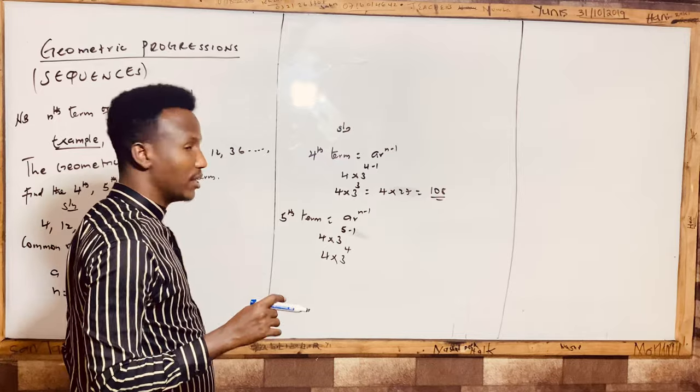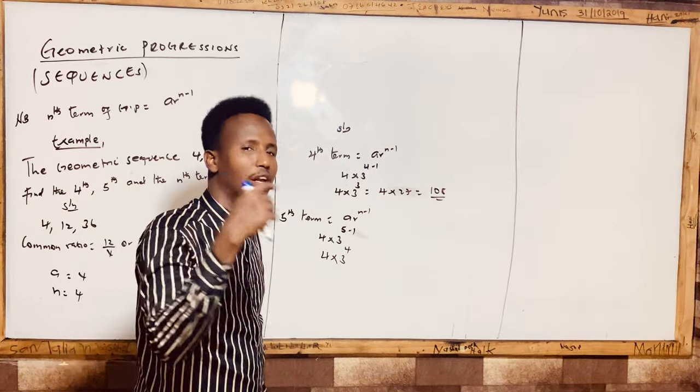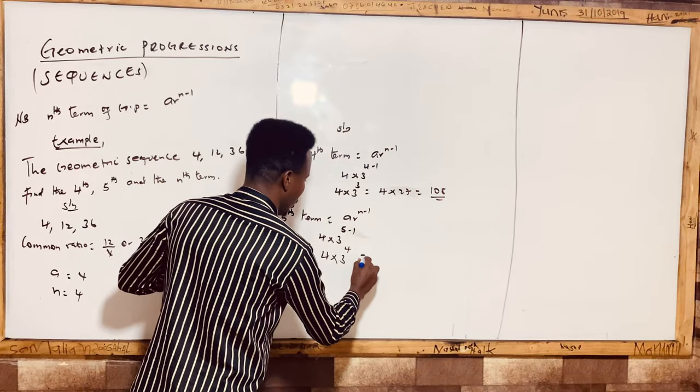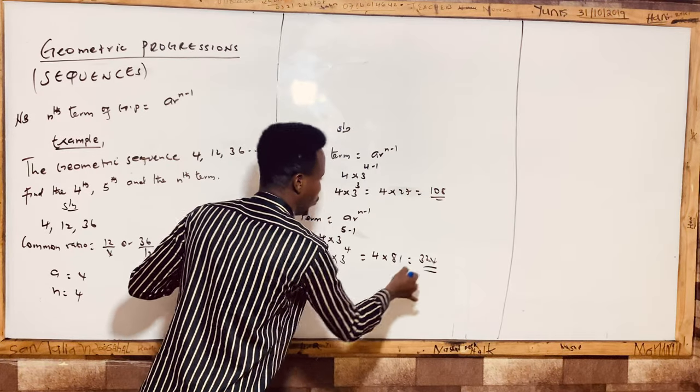3 power 4 is what? For your information, it's not 3 times, it is 3 multiplied by itself 4 times. So it will give you 81. So this will give us 4 times 81, which is 324.